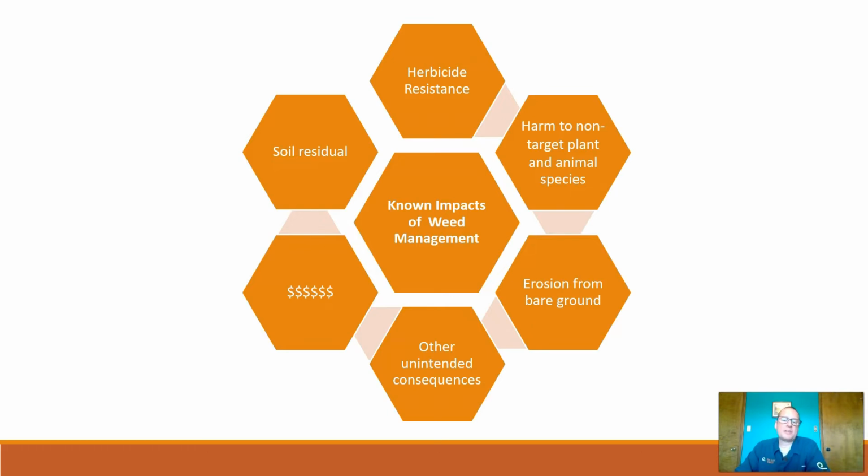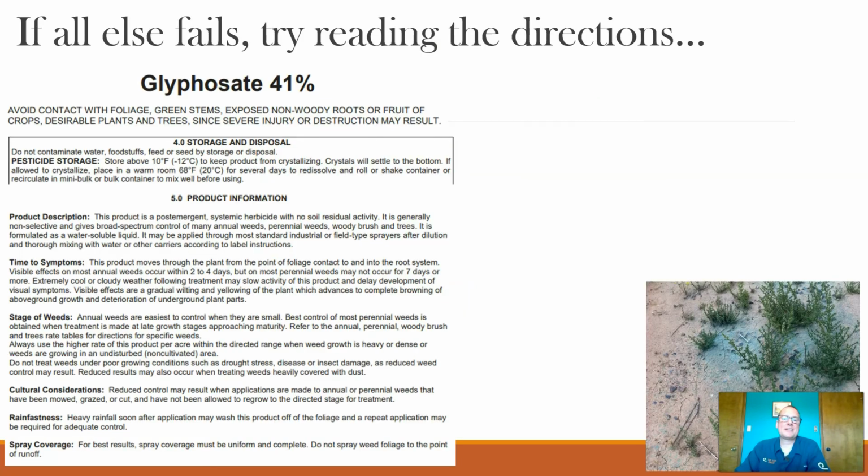There may be other unintended consequences, including potential loss of money or less economic revenue due to spraying. And if you use the wrong type of herbicide, you may even leave a residue in your soil that now prevents you from growing what you want to grow. So again, it's about reading the label.